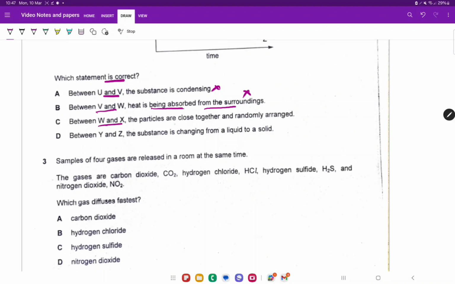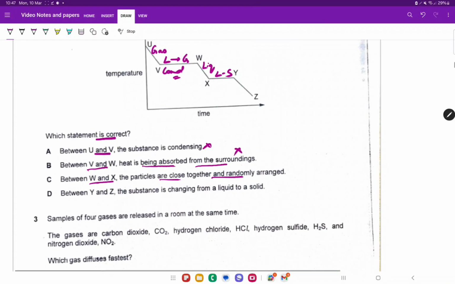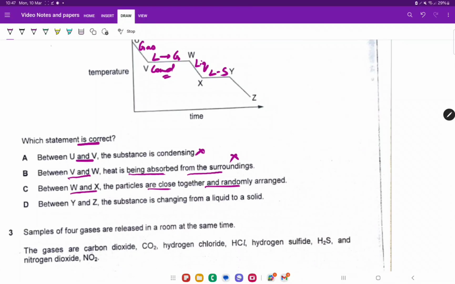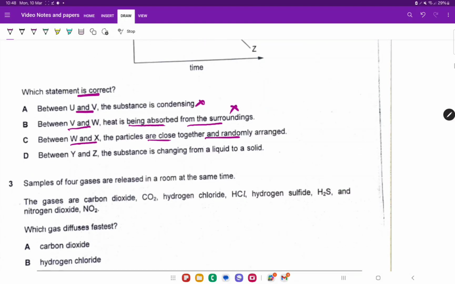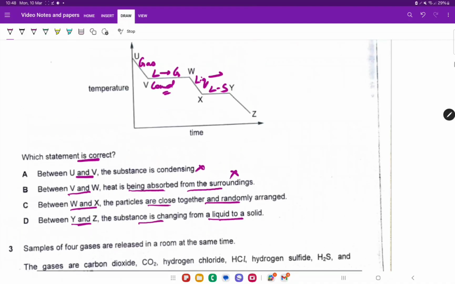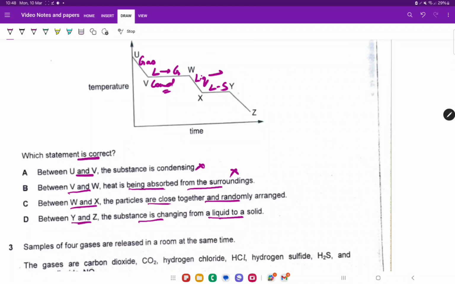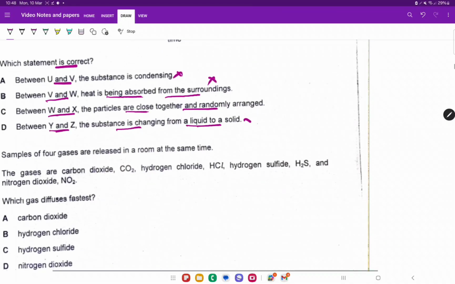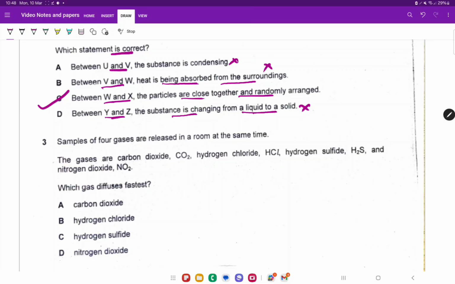Between W and X, the particles are closer together and randomly arranged. W and X is a liquid state, and here the particles are closer and also randomly arranged. So this can be the answer. But we'll see the fourth option: between Y and Z, the substance is changing from liquid to solid. No, it is already solid, so this is also wrong. So C is my correct answer.